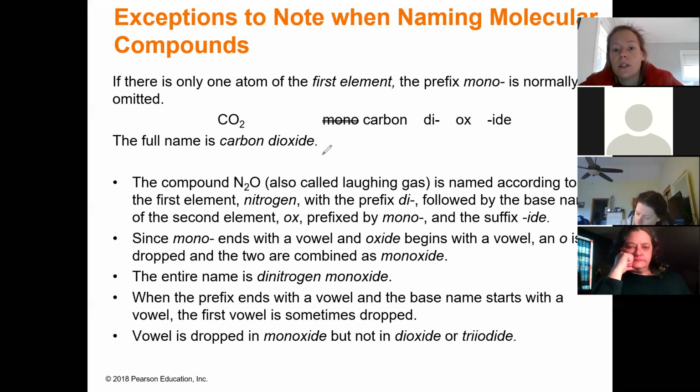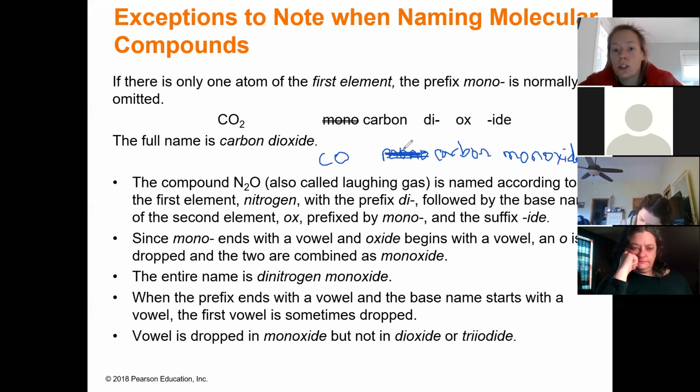Instead of CO2, let's do CO. Following the system, this would be monocarbon monoxide. We ditch the mono on the first, we don't ditch it on the second, so it becomes carbon monoxide. You don't ditch di or tri or anything on the first. The only time is if there's 1 on the first, you can let it go.